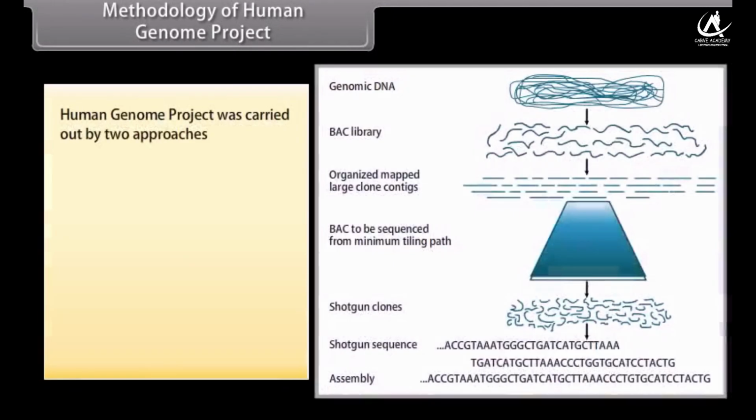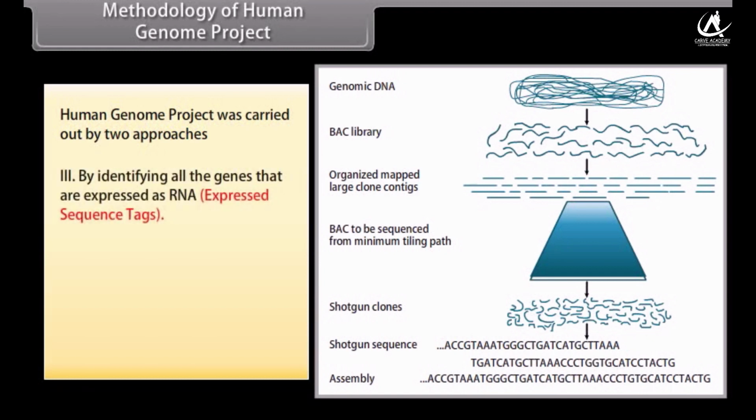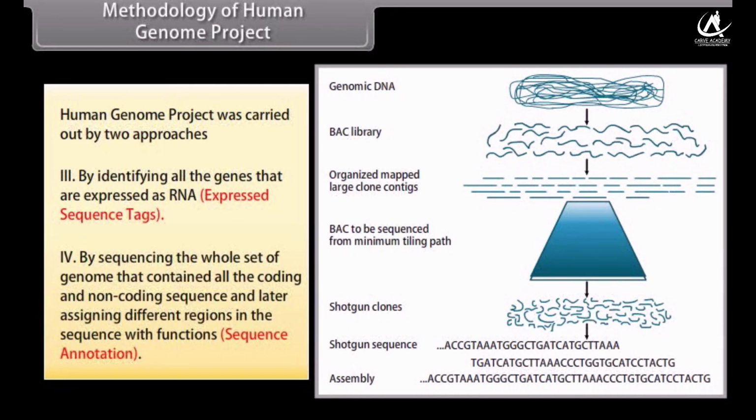Methodology of Human Genome Project. Human Genome Project was carried out by two approaches. By identifying all the genes that are expressed as RNA, expressed sequence tags, and by sequencing the whole set of genome that contained all the coding and non-coding sequence and later assigning different regions in the sequence with functions, sequence annotation.